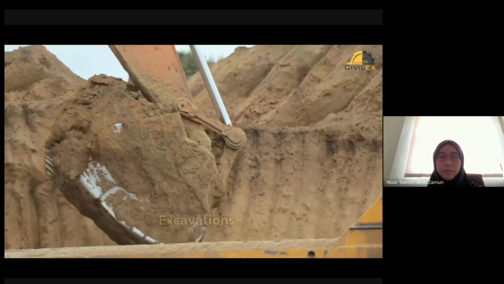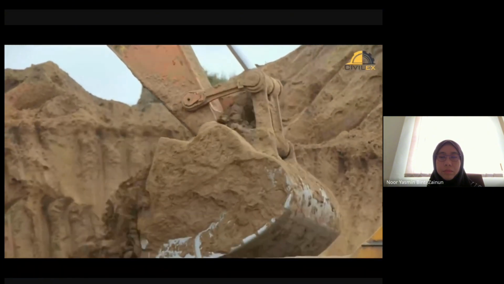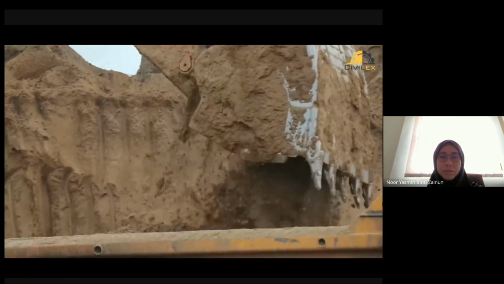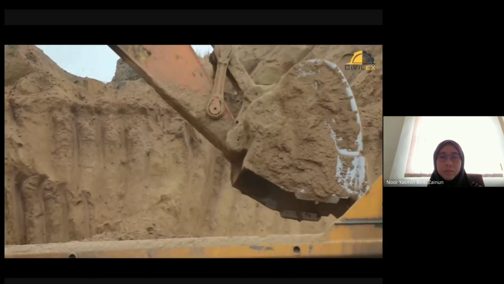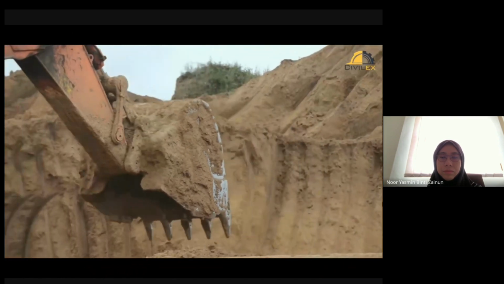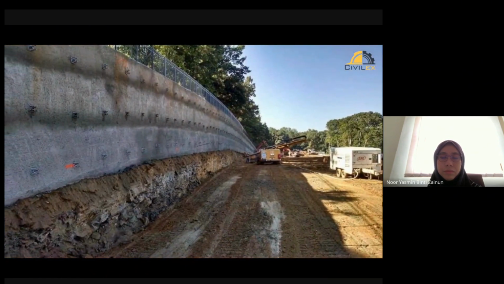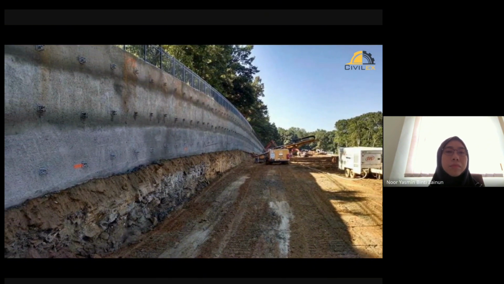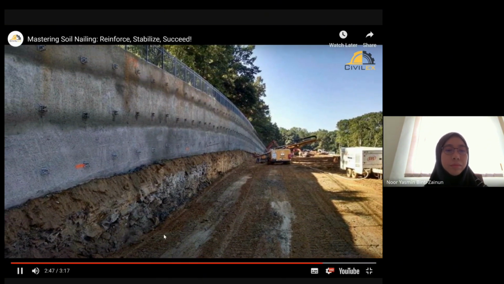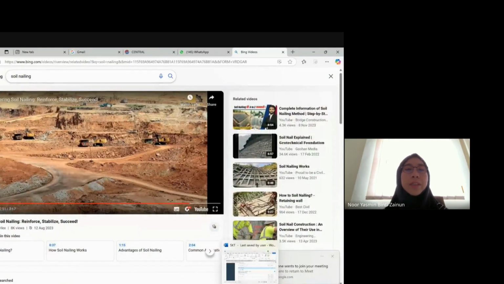Excavations. Soil nailing provides temporary or permanent stabilization for excavations, ensuring worker safety and preventing soil slippage. And that's a wrap on our exploration of soil nailing. We've learned what soil nailing is, how it works, its advantages, and where it's commonly used. Okay, that's about soil nailing.